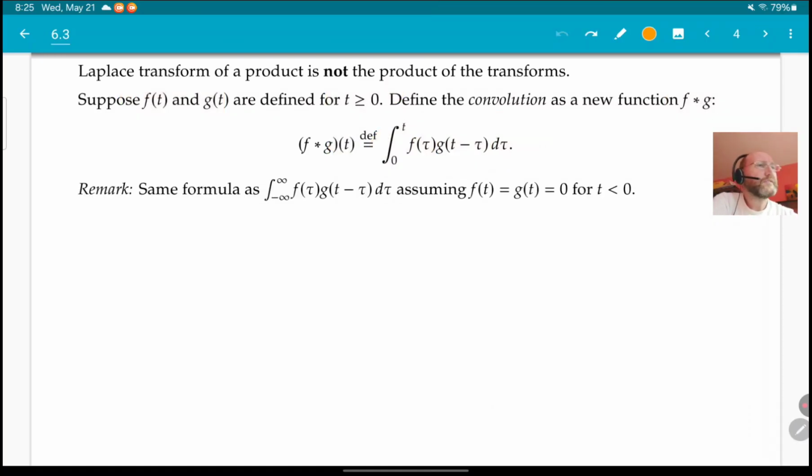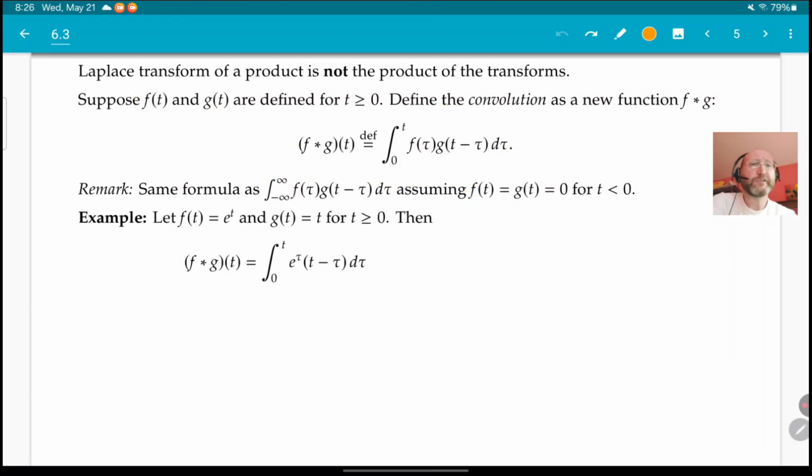Now if you've seen convolution before, you might have seen this formula. It's almost the same, except the limits are different. Everything's the same if you just think of these functions as defined to be 0 for negative time. Normally for Laplace, we're only interested in positive time, so if you just make it 0 for negative time, you get this formula, but it's really the same thing. So if you haven't seen this, don't worry about it. We're just going to use this formula over here.